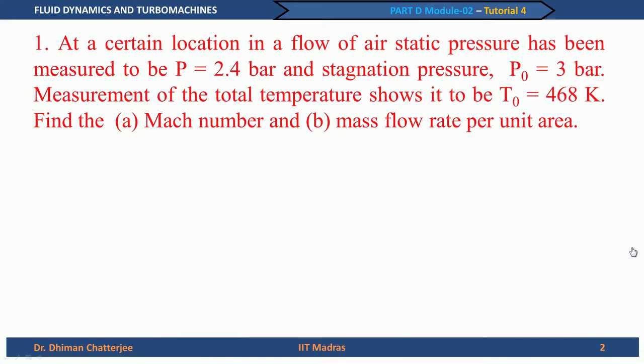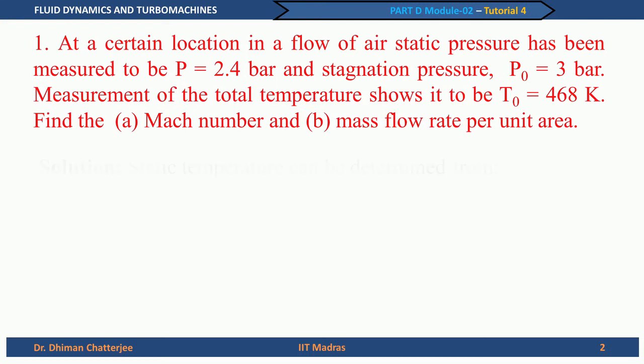And of course, as our practice is, we will give you the tutorial problems which I encourage you to work out. So, the first problem states that at a certain location in a flow of air, static pressure has been measured to be 2.4 bar and the stagnation pressure is 3 bar. So, measurement of the total temperature shows it to be 468 Kelvin. We need to find out the Mach number and the mass flow rate per unit area.